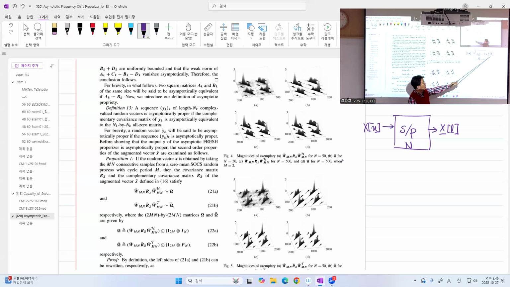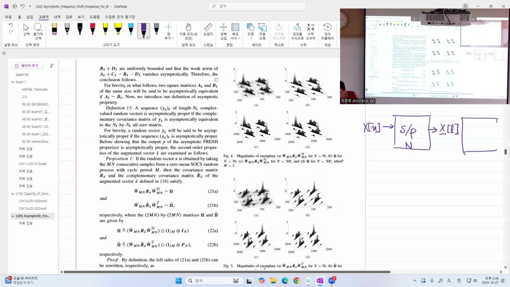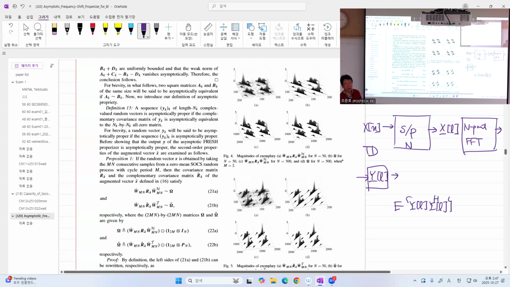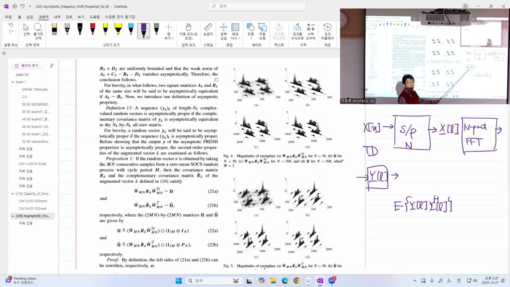And then you process this vector by doing, for example, an n-point FFT. So this time domain signal now becomes a frequency domain signal. And if you take the correlation of this frequency domain signal, then you have what? Then here you have the correlation matrix of these frequency domain vectors, right?